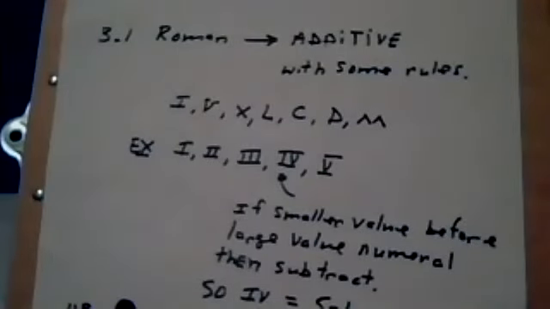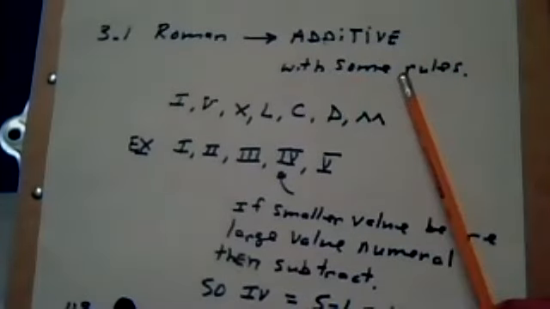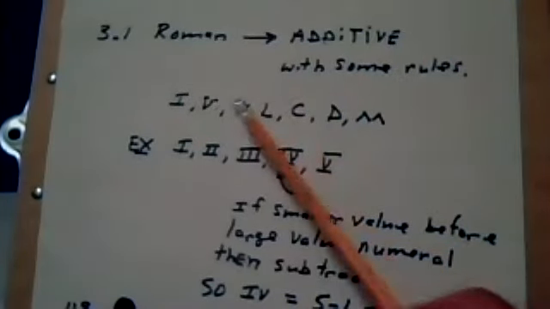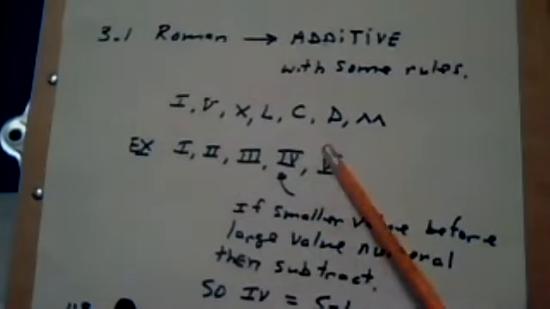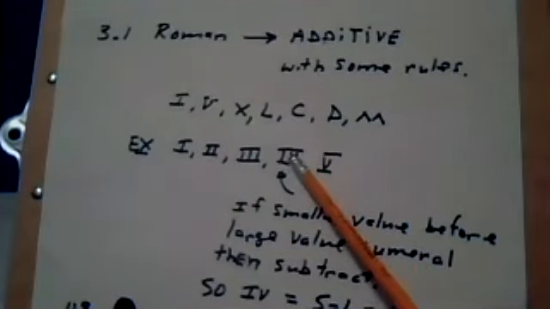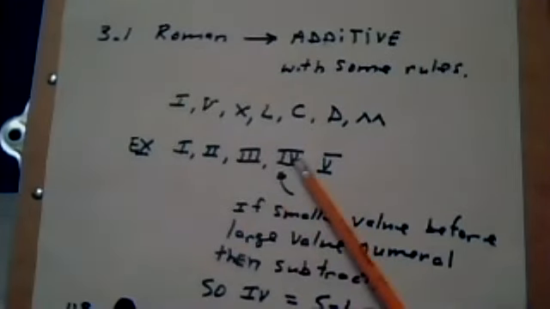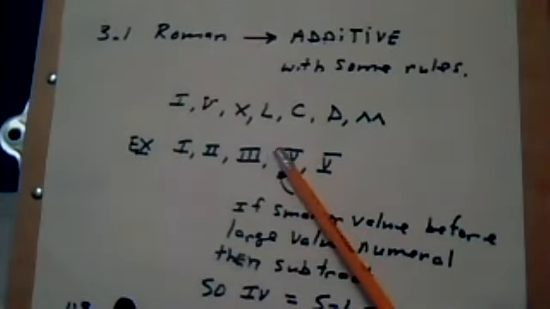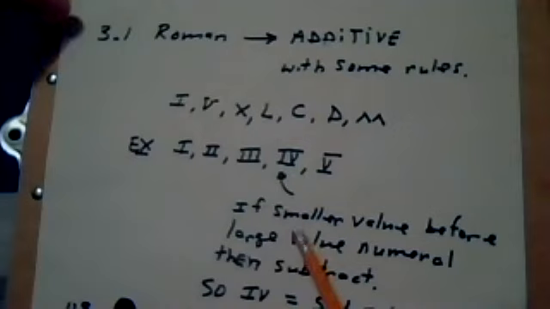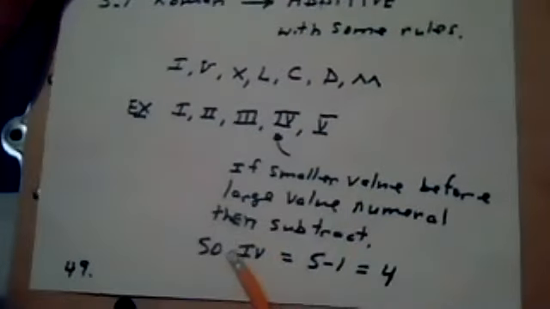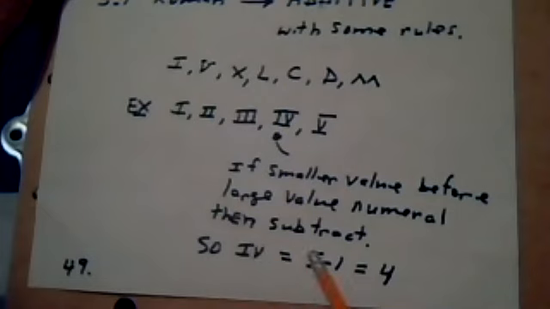The Romans had an additive system with some rules. So here are some of the Roman numerals. So, for example, this is 1, 2, 3, and we call this 4. And notice that within the 4, there's like a 5 inside. So the way they had the rule was that if a lower value symbol came before a higher value symbol, then you subtract the smaller from the bigger. If the smaller value is before the larger value numeral, then subtract. So that's why we say 5 minus 1 is 4. So that's why this is a symbol for 4.